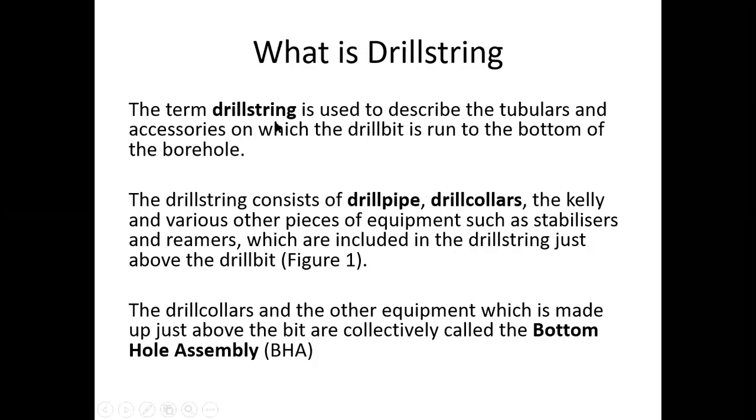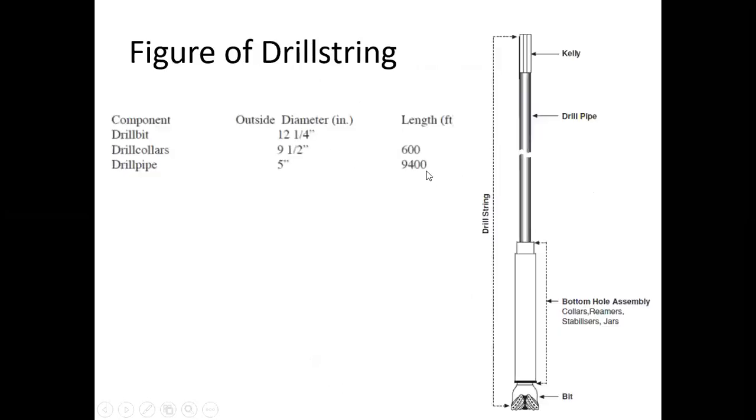So for now, drill string is a section of pipe. It consists of drill pipe, drill collars, and various other small equipment that we have. Here you see, look at the bit size, what bit size we have. We have 12 1/4 inch outer diameter.